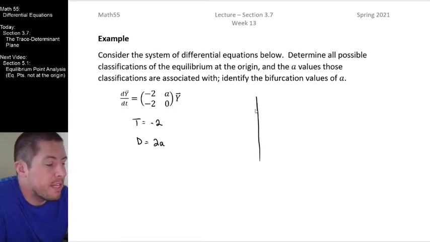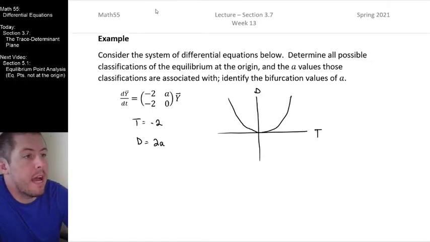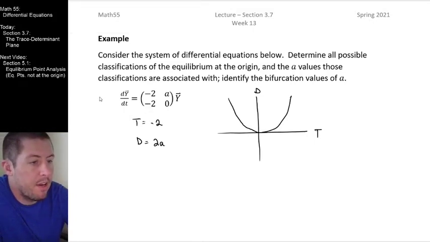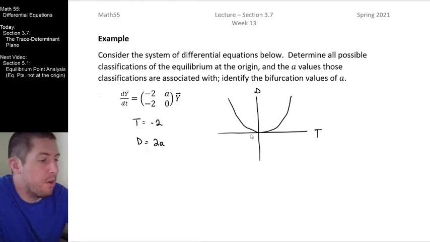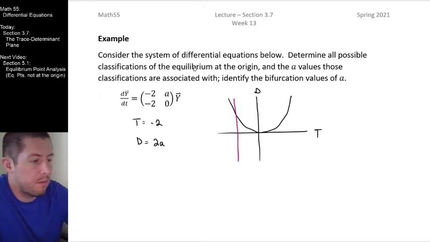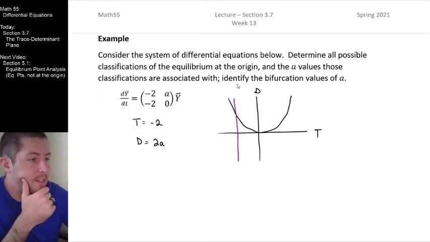So I think in my trace determinant plane over here, what I can do is this. I can say, here's my TD plane, trace and determinant. What I know is that I've got a trace of -2. My determinant is unknown. So here is my line that represents the trace of -2. That line turned into a curve. Let's try that again.